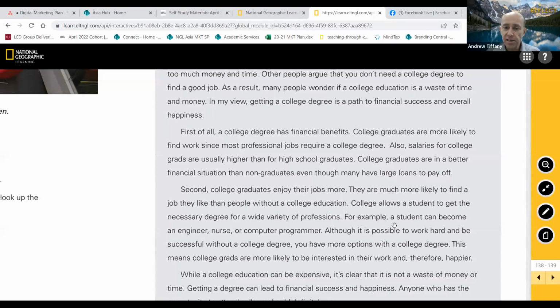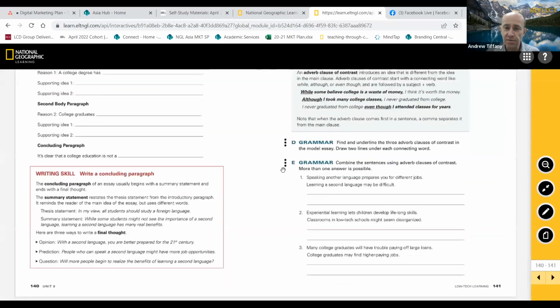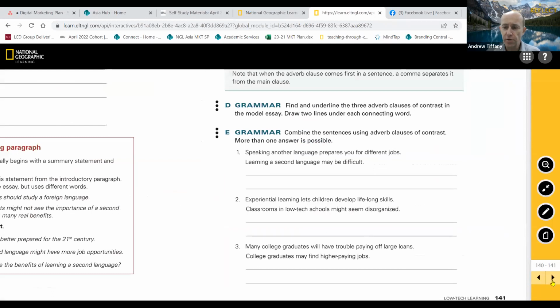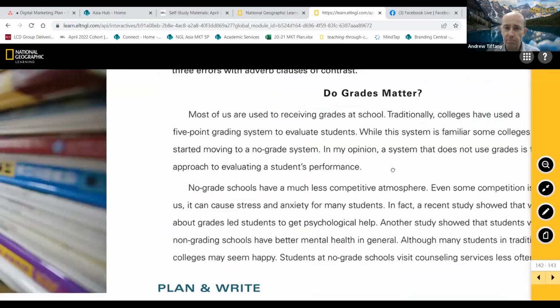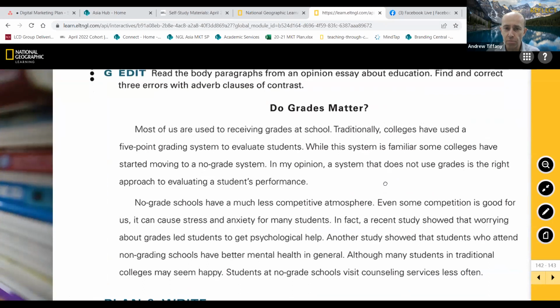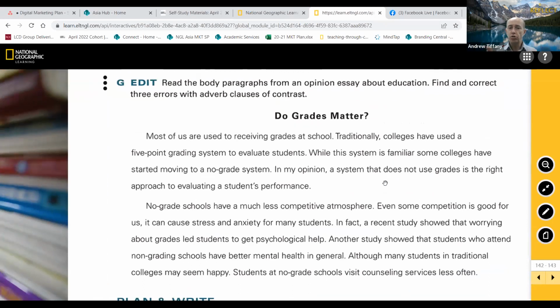Okay, great. So last little piece, it's got some grammar examples here. I don't think we need to go through those, but I want to take a look at this one here. It's more practice on adverbs, and then it's got a model here, a short model essay, and it says, okay, do grades matter? Here's an example, okay? But this one's also, it says in here, find and correct the 3 errors in the adverb clauses of contrast. So where can you see some errors in this one?